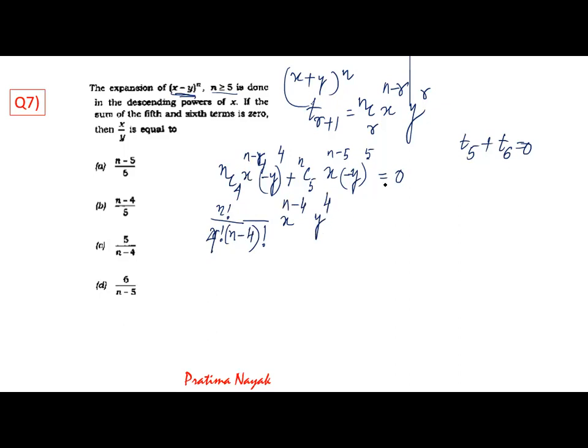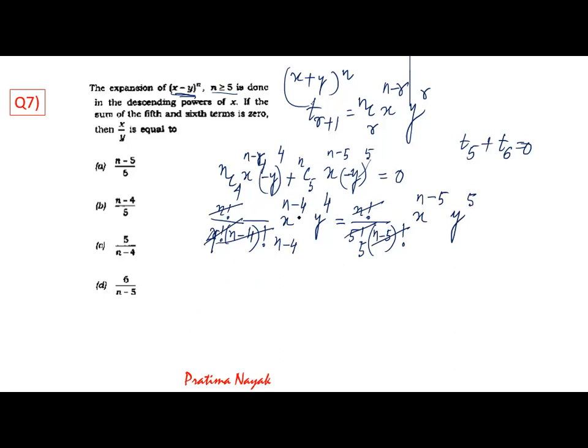I'm taking the second term to the right side. Then I'm getting the positive, because minus y to the power 5 is negative, and this side it will be positive. nC5 I'm expanding: 5 factorial into n minus 5 factorial, x to the power n minus 5 and y to the power 5. Now I'll cancel n factorial. 4 factorial cancels, I'll get 5 here. n minus 5 factorial cancels, I will get n minus 4 here.